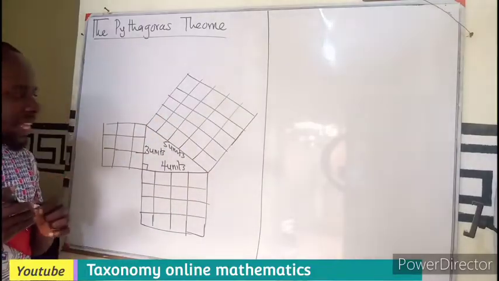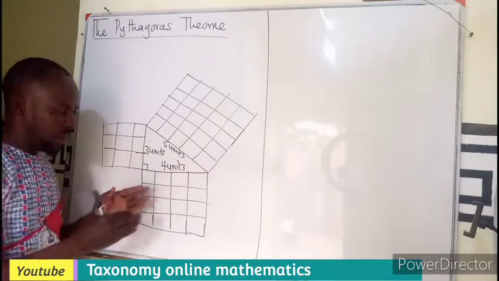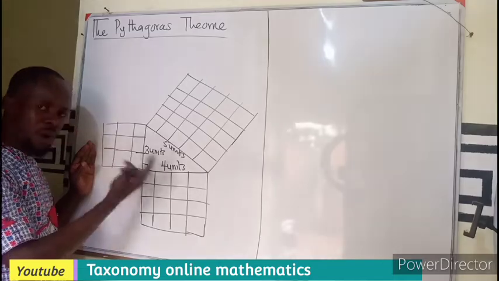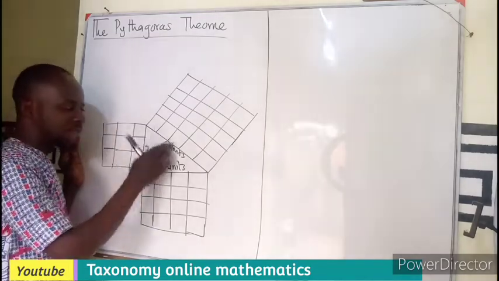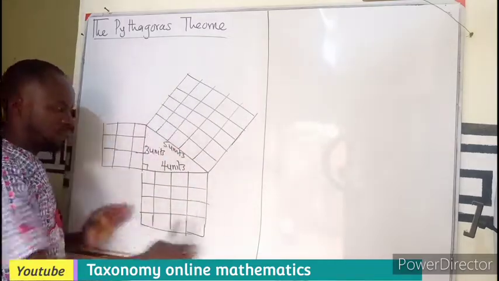Now, since we are saying it's a square unit on each of the sides, so this is 3 square units, meaning 3 centimeter or 3 meter, 3, 3, 3. If it is 5 meter, it is 5, 5, 5. It's a square. Then 4.